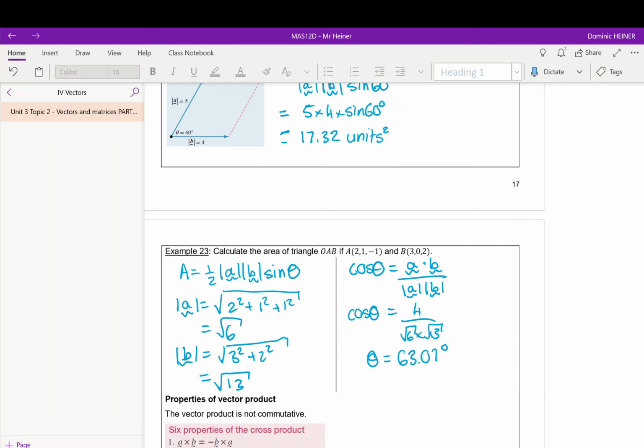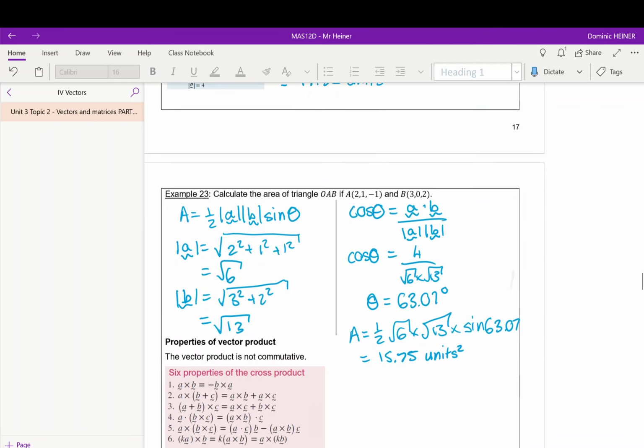So applying that to our formula, we get that the area is equal to half of root 6 times root 13 times sine of 63.07, which is going to give us an area of 15.75 units squared.